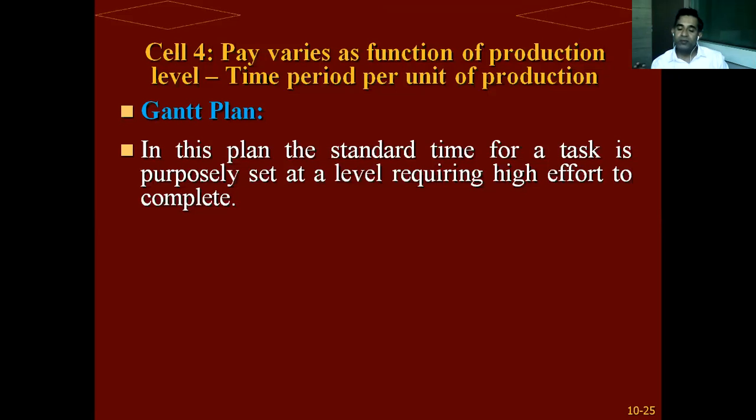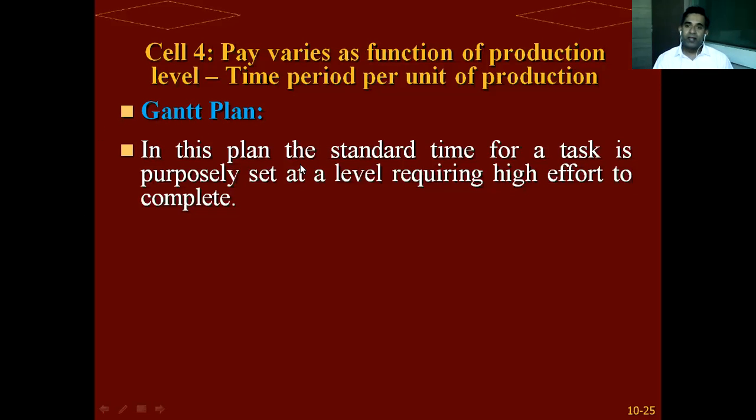Or the other way, some students also want to put in little effort. So when we put them in a situation where they have to put in more or higher effort, at least they put in moderate effort. So that is the way. There is a saying, aim for the stars, at least you will reach the moon. It is based on that philosophy, the Gantt plan.